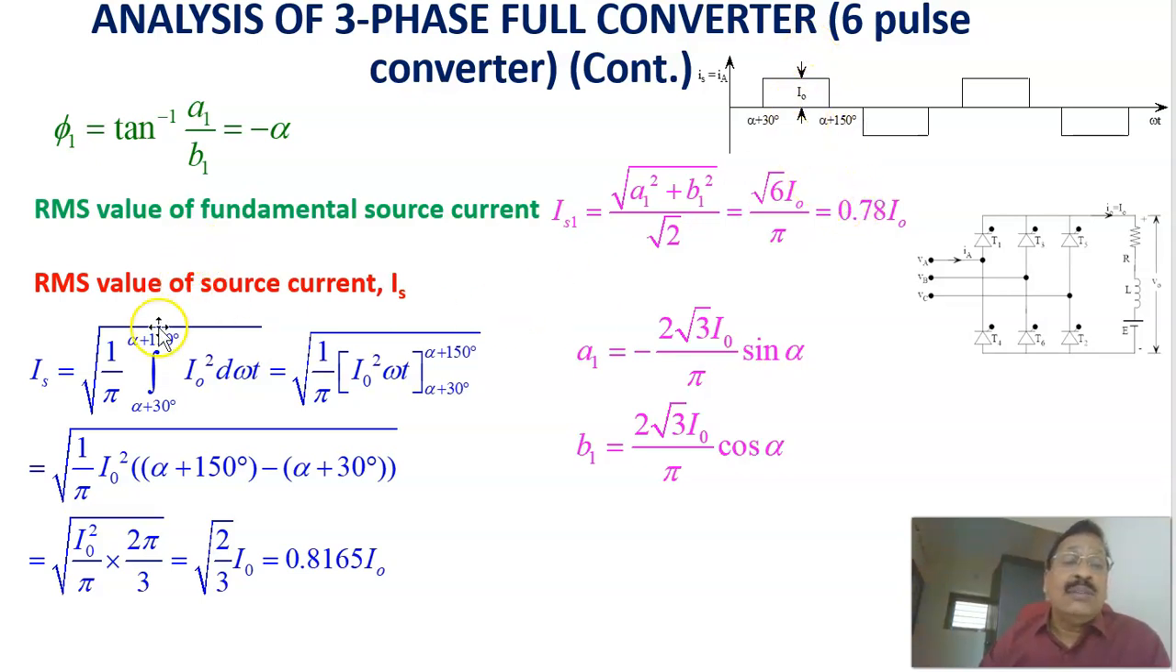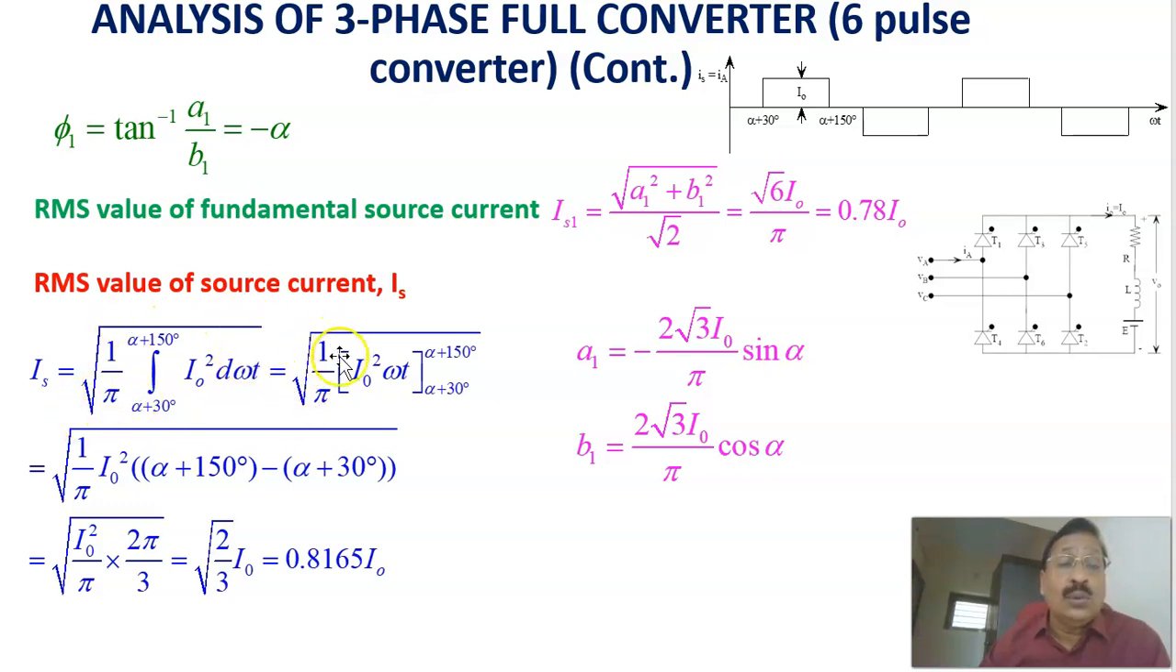Next, we have to find the RMS value of the total signal. To find it, this is IS1 and this is IS. IS equals the square root of 1 by pi integral from alpha plus 30 to alpha plus 150 of I naught square d omega t. Yes, it is root mean square: you square the signal, then calculate the mean, and then take the square root.